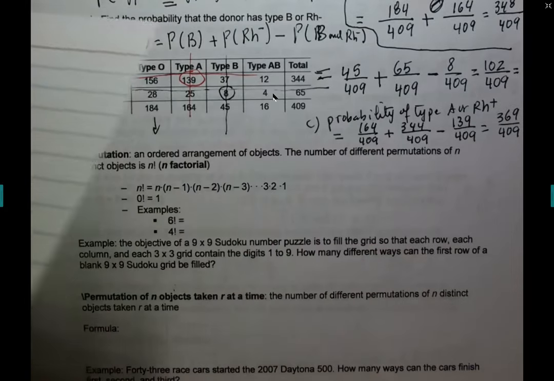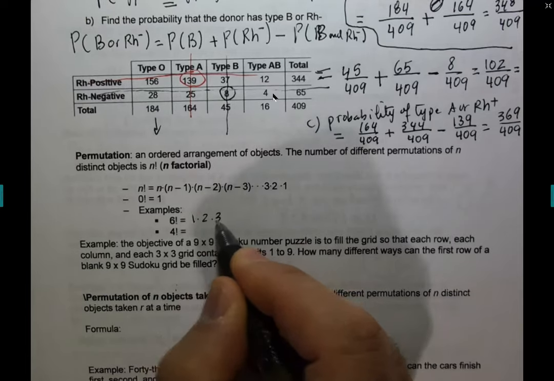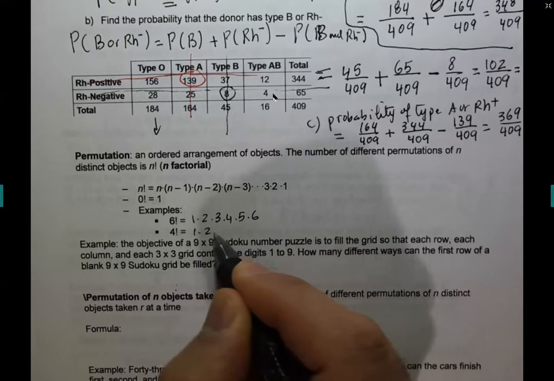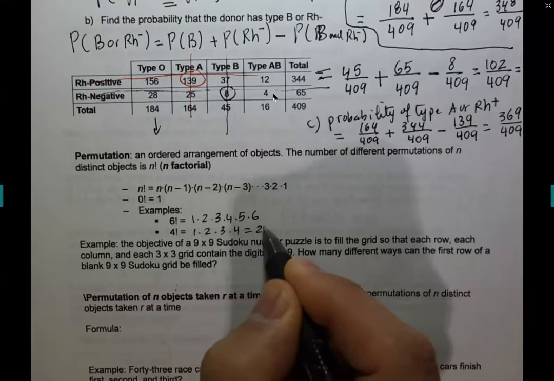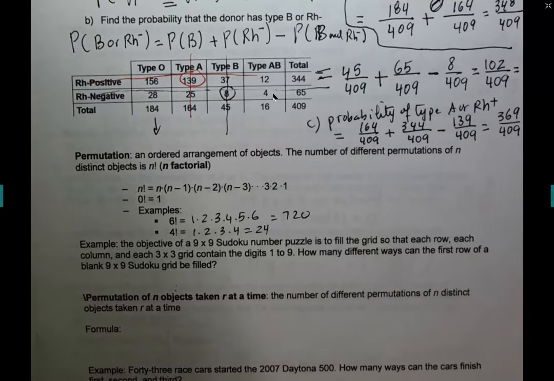All right. So 6 factorial, guys, means 1 times 2 times 3 times 4 times 5 times 6. 4 factorial times 5 times 6, which is 24. And this is 720 if you do the math. Okay.